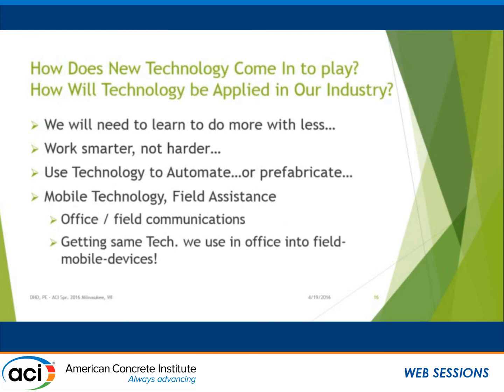How can this technology help us and apply to our industry? Doing more with less. Working smarter, not harder. Use this technology to help automate your systems. If you're working in a manufacturing plant, that may be key. Or prefabricate your products. When you prefabricate, you get to the site and essentially it's assembly. It's a kit. It comes together.